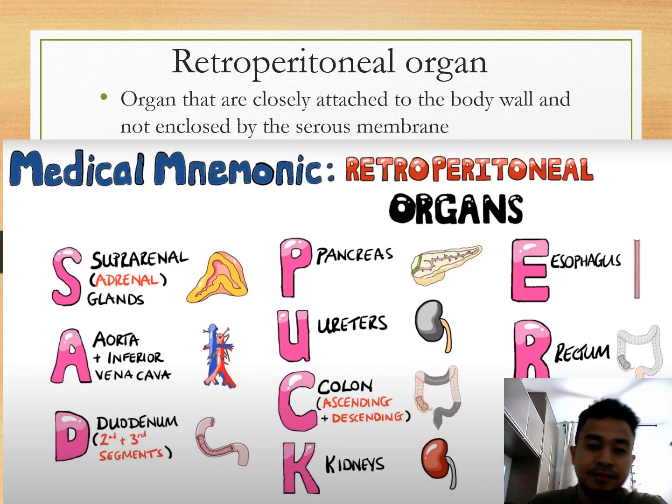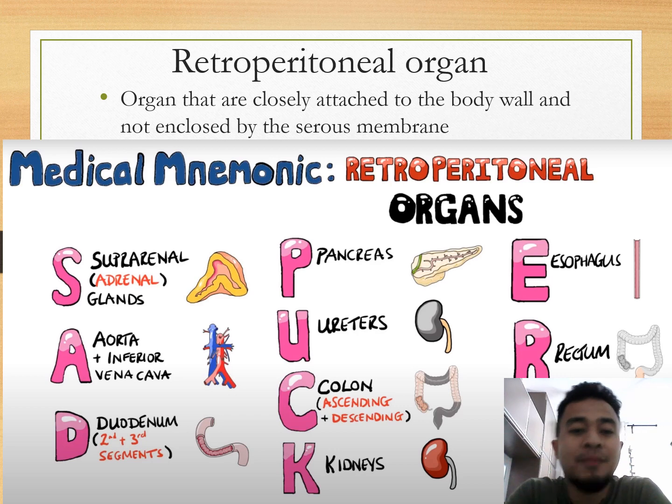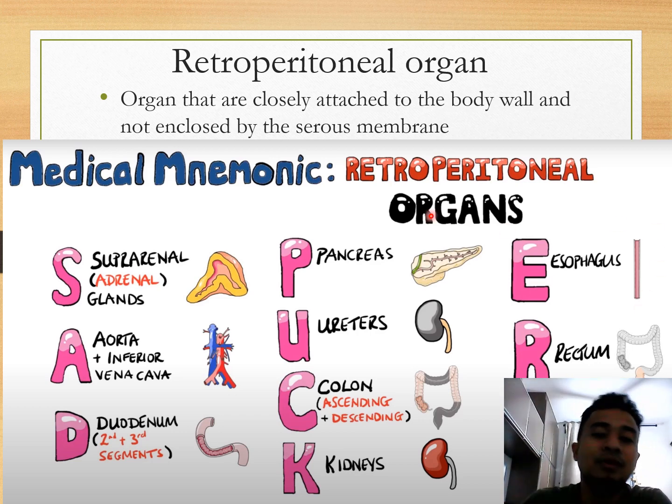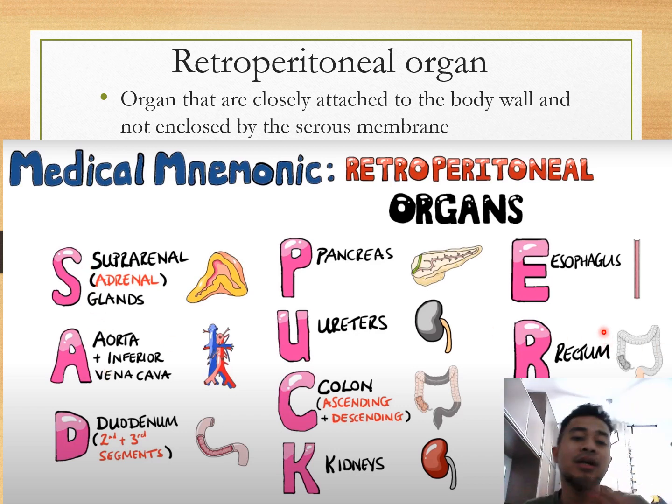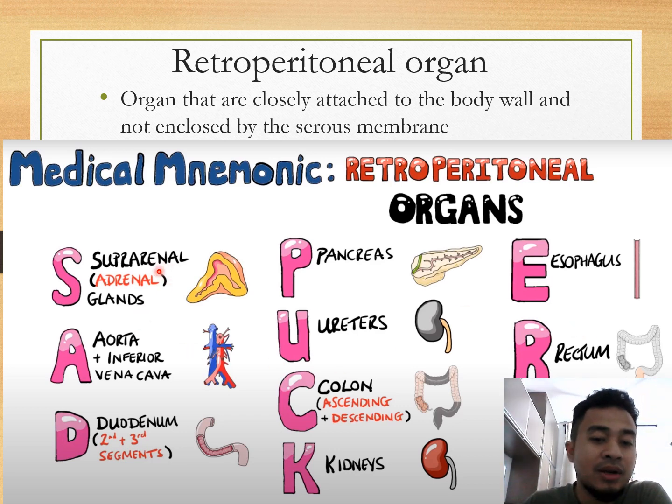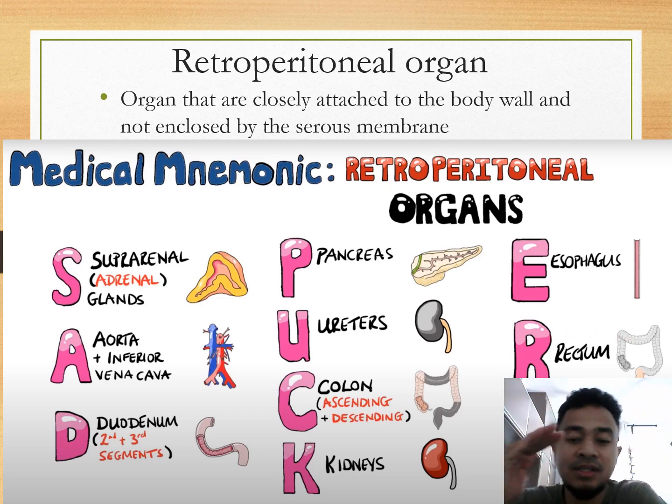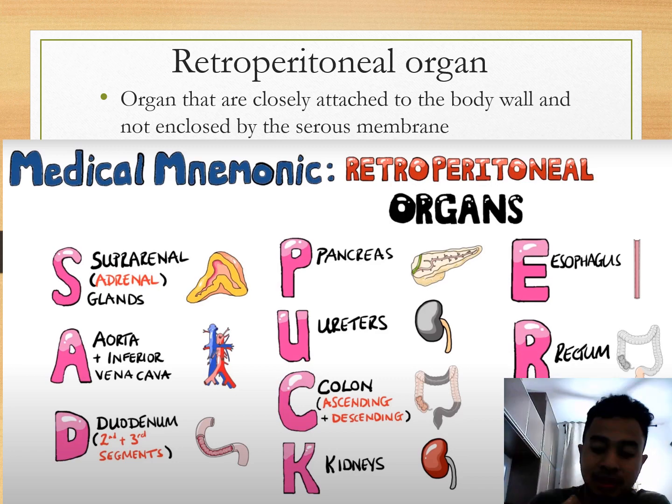Lastly, about other cavities, what we call the retroperitoneal organs. How to remember that? We call it SAD PUCKER, the organs behind our abdomen area: S for suprarenal glands, A for aorta and IVC, D for duodenum, P for pancreas, U for ureter, C for colon, K for kidney, E for esophagus, and R for rectum. This is the lower part of our body.